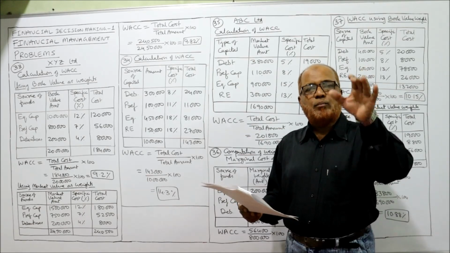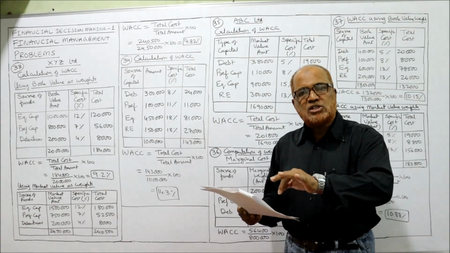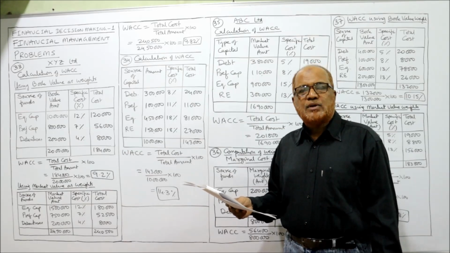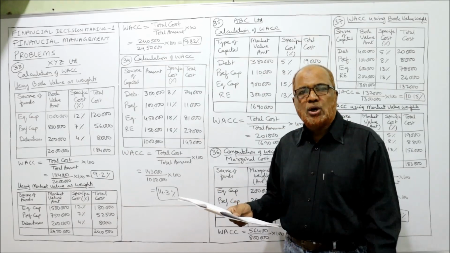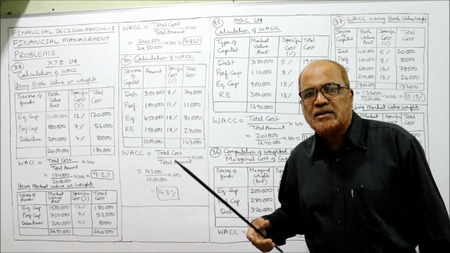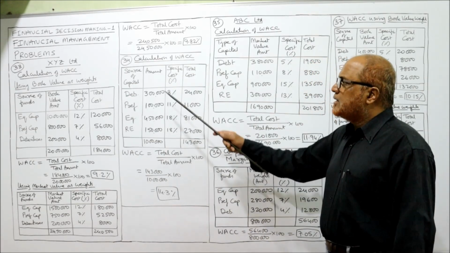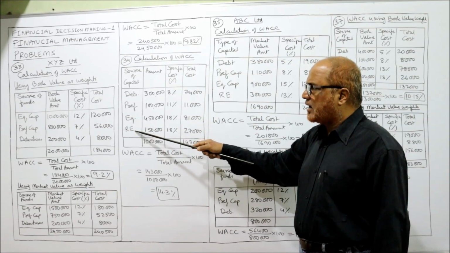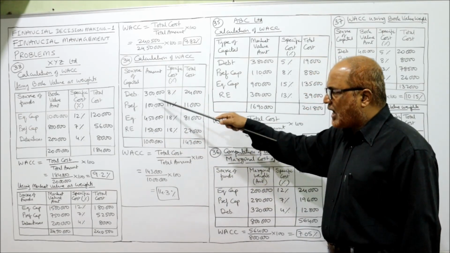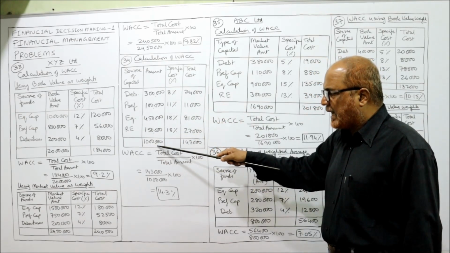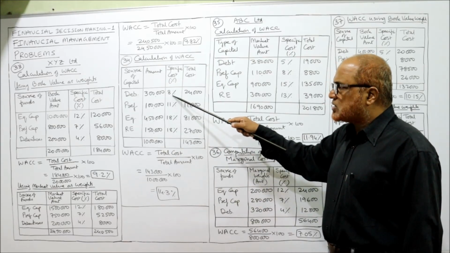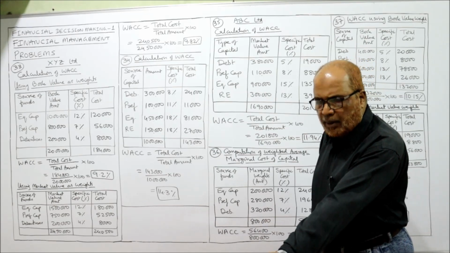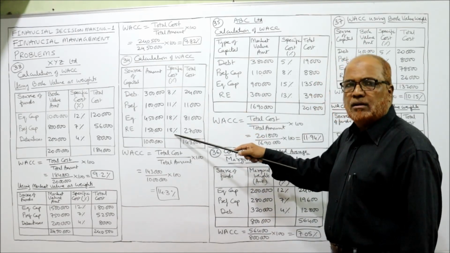In the previous problem we were given book values and market values, but in this problem only book values are given, market values are not given. So only WACC using book value as weights. That's it. Very simple. So source of capital: debenture, preference, equity, retained earnings. Whatever amounts are given, I have taken the amounts, the total 10 lakh. And specific costs are given, 8%, 11%, 18%, 18%. Whatever is given in the problem, same thing I have taken.